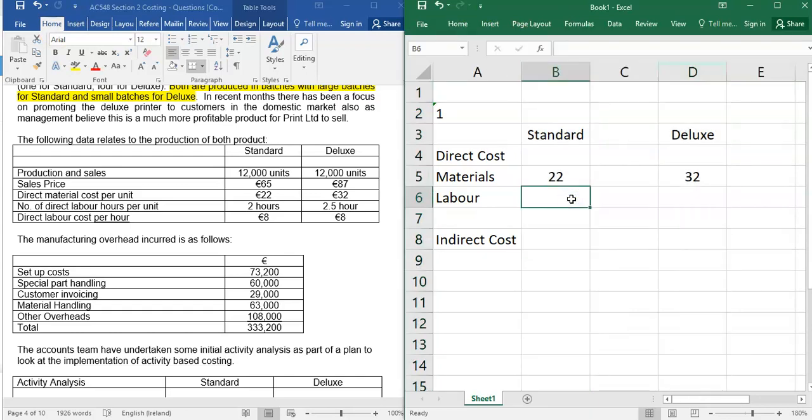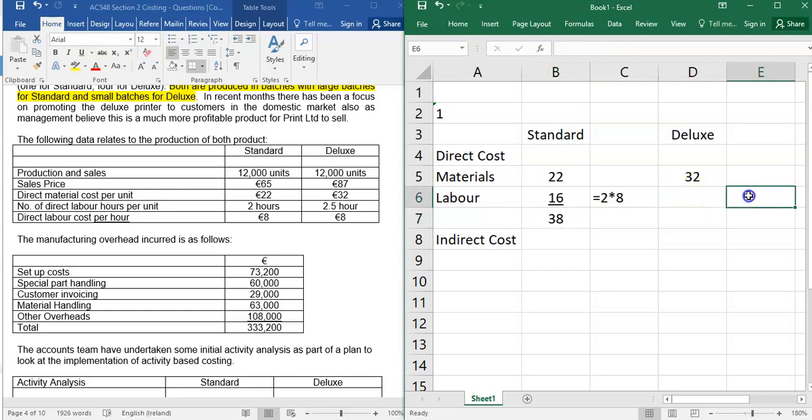Now, unlike the previous question you've done in class, you're not given the direct labour cost per unit. So this is why I'm trying to bring in new things you mightn't have seen. I've underlined it to help you identify it. That's the direct labour cost per hour. And if standard takes 2 hours, the labour cost per unit will be 2 times 8. So it's actually going to be 16 there. So remember, we're getting the cost per unit here. So that means the direct cost per unit is 38.